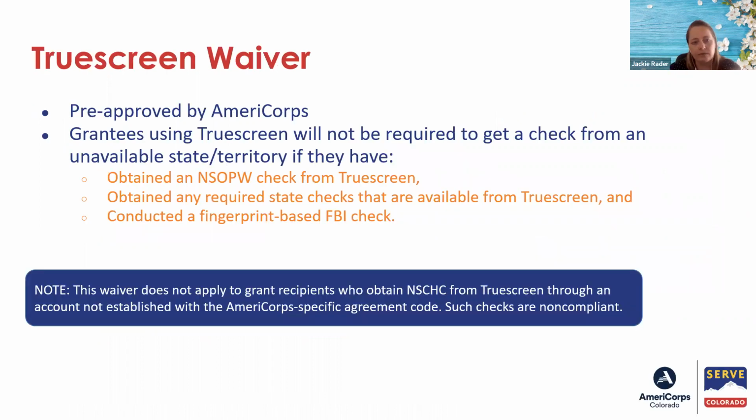So Truescreen does have a waiver. It's pre-approved by Americorps. And essentially what it says is that grantees using Truescreen will not be required to get a check from an unavailable state or territory if they have obtained an NSOPW check from Truescreen, any required state checks that are available from Truescreen, and conducted a fingerprint-based FBI check. It does not apply to grant recipients who obtain criminal history checks from Truescreen through an account that's not established with the Americorps specific agreement code. So be sure if you already have an existing account with them that you're using the correct account to run your checks for your Americorps program.